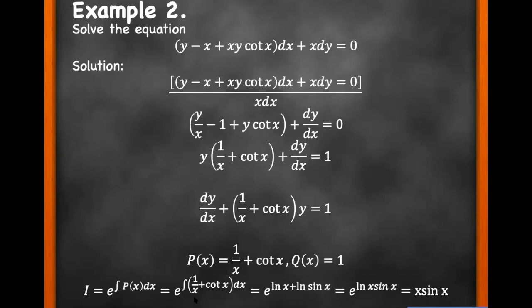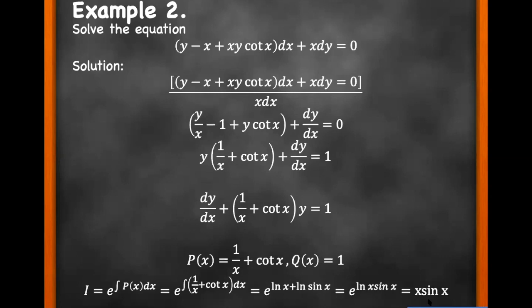The integral of 1 over x plus cotangent of x dx. The integral of 1 over x times dx is ln of x. The integral of cotangent of x times dx is ln of sine of x. We can simplify this by putting it into one term: ln of x plus ln of sine of x is equal to ln of the product of x times sine of x. And e raised to ln will give me this function, x times sine of x. Now we have an integrating factor equal to x times sine of x.